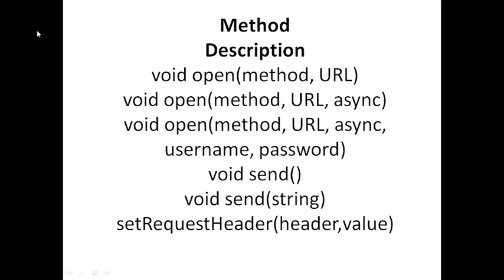And what is the next method? Void send. Send will give the get request, and void send of string sends the post request. And finally the last one, setRequestHeader. It adds the request headers, so you have to pass the headers. These are all the methods that are used in AJAX.